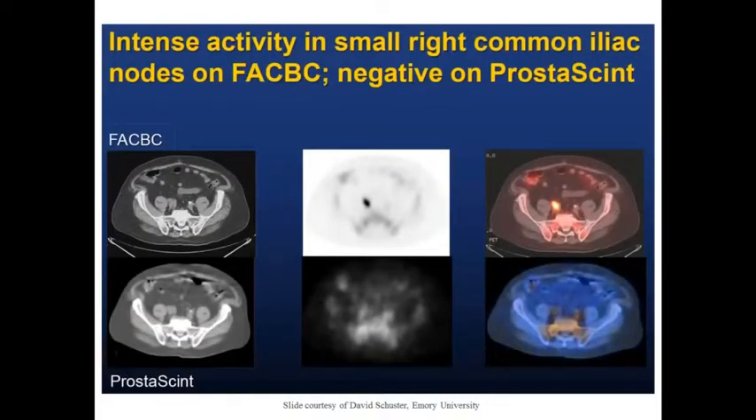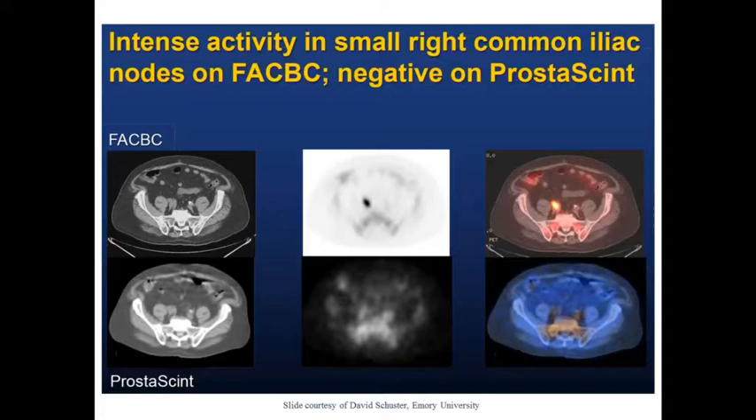And as you can see here, FACBC seems to be able to pick up prostate cancer at low PSA levels, for instance, 0.5. And there's an older imaging study, ProstaScint, which I'll talk a little bit more about. It's FDA-approved, but we don't really use it much anymore. But as you can see, you can pick up this cancer with FACBC earlier.